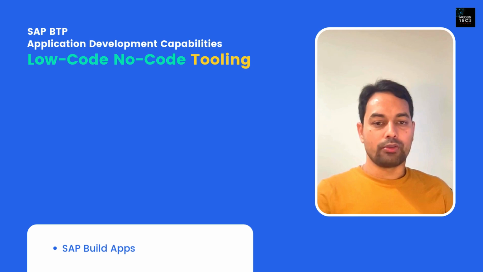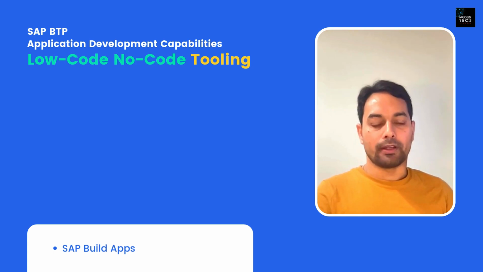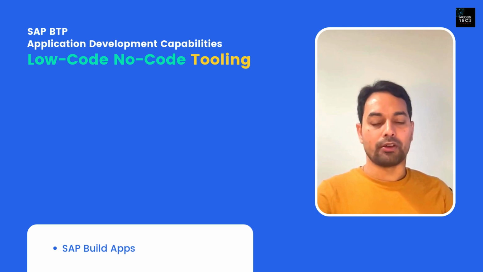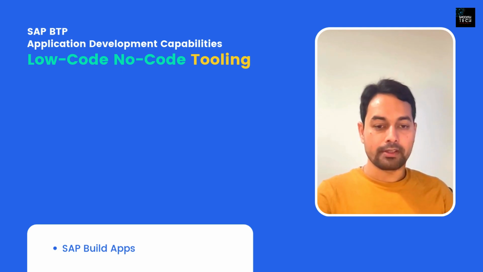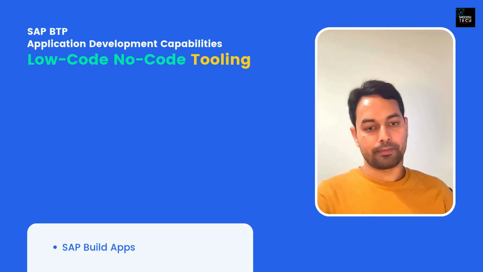Now, when I say low code, no code tooling, it is specific to the application development pillar. When I go to automation, I'll explain the automation low code, no code tooling. So for now, this is specific to the application development pillar. For application development, we use something called SAP Build Apps, where you do not have to code. You just have to drag and drop and integrate your services. This was earlier known as AppGyver, but now it's SAP Build Apps.